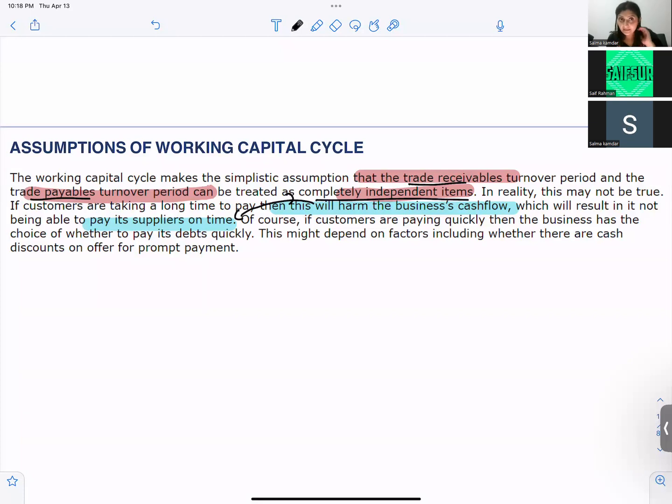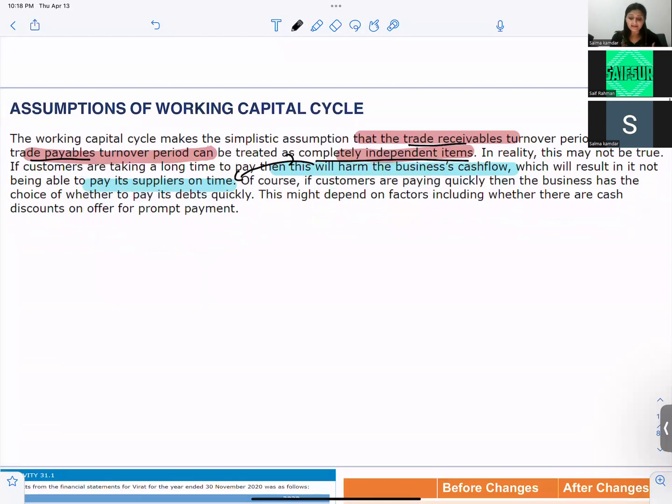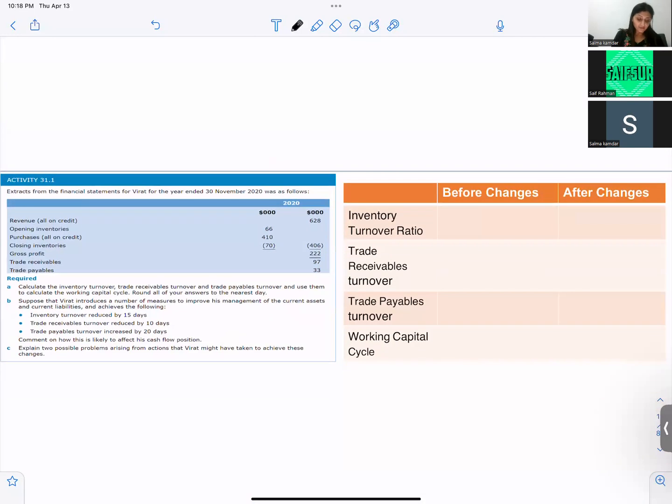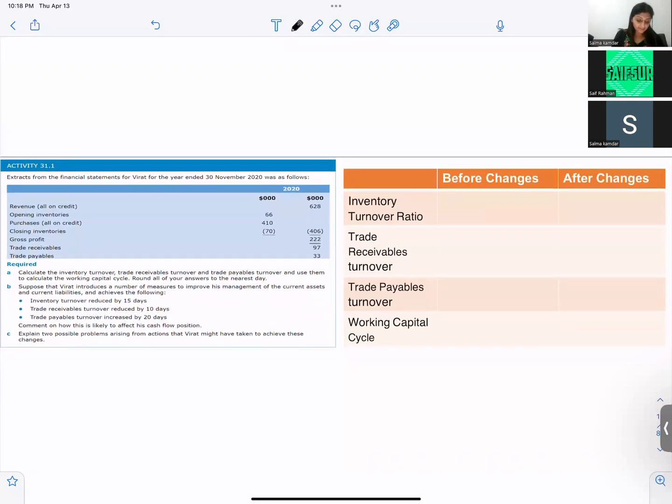Another thing is if the customers are paying quickly, then the business might have to incur an expense which is discount allowed. The working capital cycle ratio does not take that into consideration. Are you with me? Okay, fine. Now you have an activity over here.